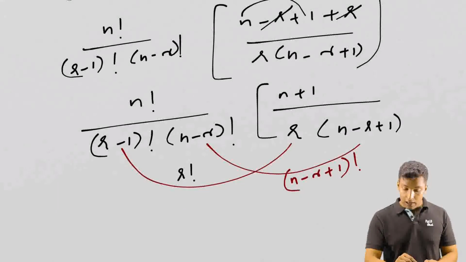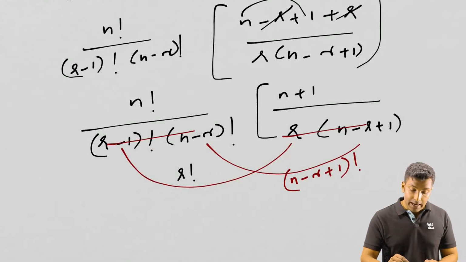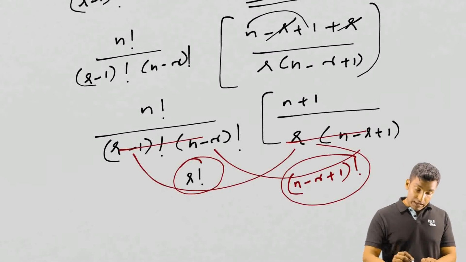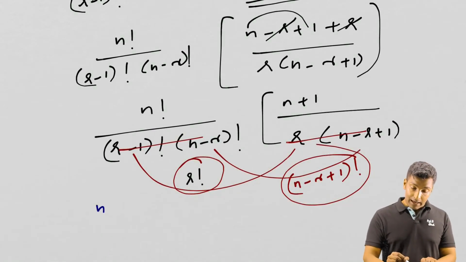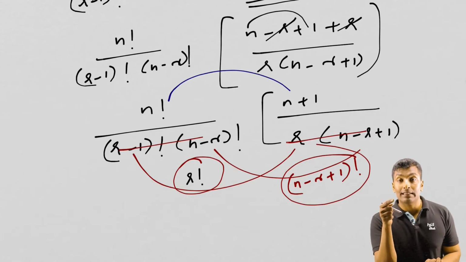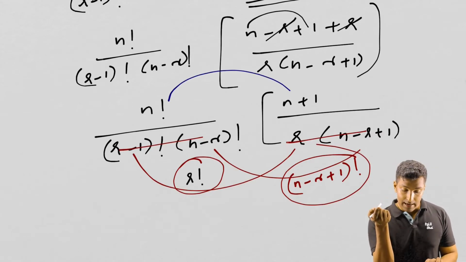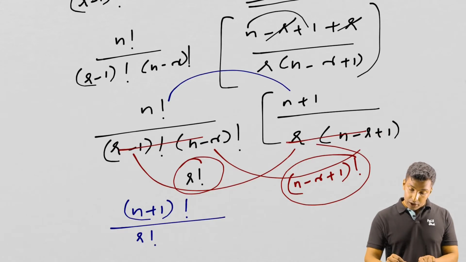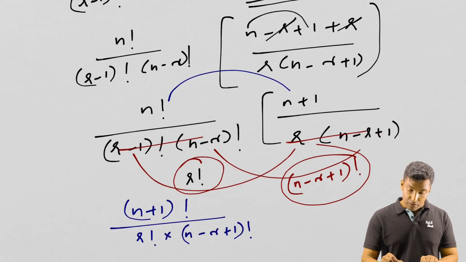So what will you get? All these things will be culminating into r factorial into n minus r plus 1 factorial. So eventually you will get n factorial. Now one more thing, this n factorial and n plus 1, what is that? That is n plus 1 factorial, right? So you can finally write n plus 1 factorial divided by r factorial into n minus r plus 1 factorial. So that is what we got here.